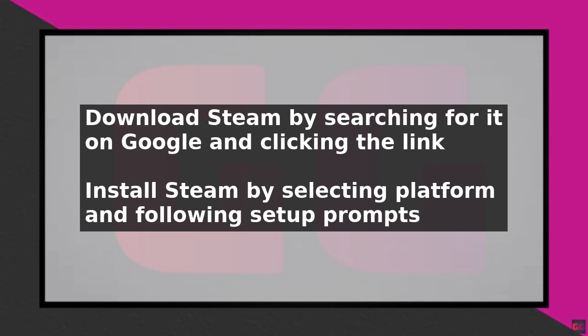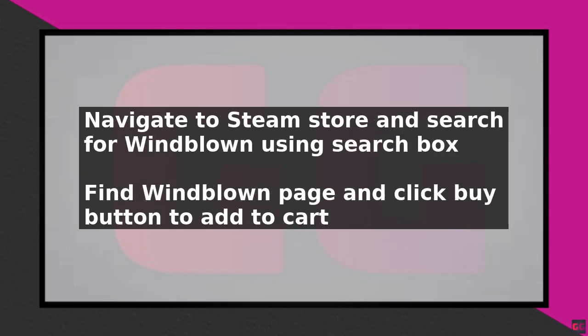On the Steam page, click Install Steam at the top middle of the page. Select your platform, such as Windows, and click Install Steam again. This will download the Steam setup to your computer. Open the setup and follow the prompts, selecting your language and destination folder for the installation. Once Steam is installed, open the app and either log in to an existing account or create a new one by following the steps provided.